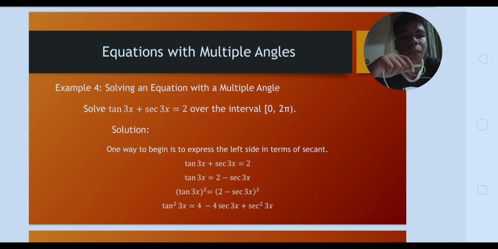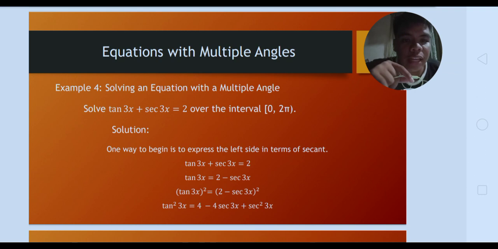Solution. One way to begin is to express the left side in terms of secant. Tan 3x plus sec 3x equals 2. This is the original equation. Then tan 3x equals 2 minus sec 3x, we just subtract sec 3x from both sides. And then tan 3x squared is equal to 2 minus sec 3x squared. We just have to square each side.